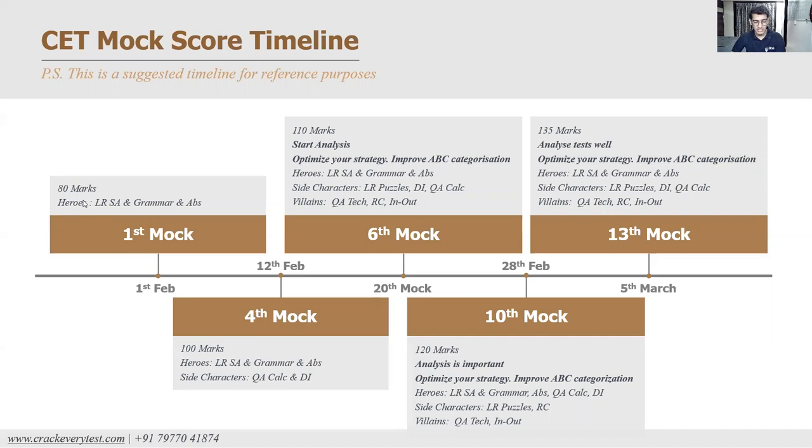The hero of your entire preparation is going to be your LR standalone, your grammar, and your abstract. Ye teen, which are collectively how much? LR standalone approximately aata hai 45 marks ka. Grammar comes from around 20 marks. Abstract comes from around 25 marks. These three collectively build up, tell me how many? 90 marks. Yehi pe ho jaate hai.